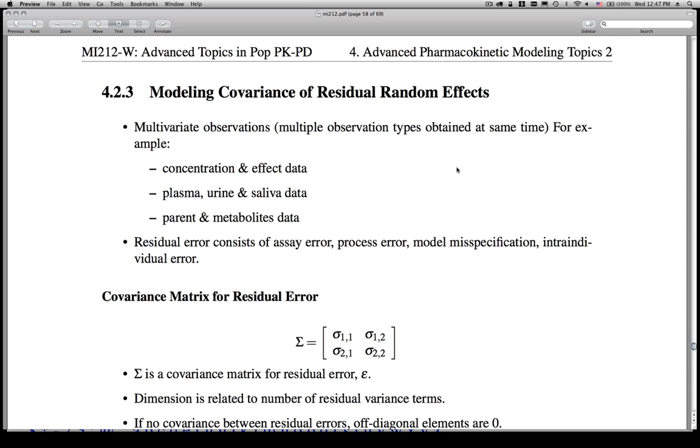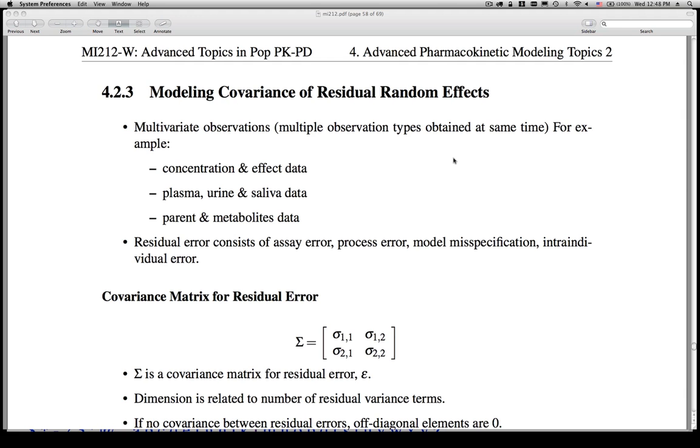Now, I alluded to the fact that when we're analyzing parent and metabolite data simultaneously, it's essentially a multivariate endpoint when we have these sampled at the same time. A multivariate observation. And that happens commonly in pharmacometrics. For example, if we have observed concentration and effect data, and we have those at matched time points. Plasma, urine, maybe you have other data sources that are observed at the same time.